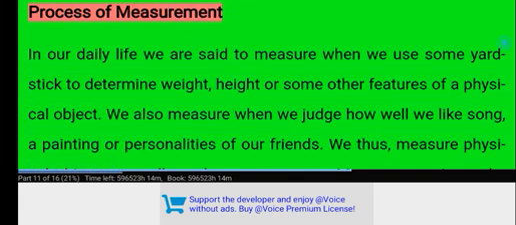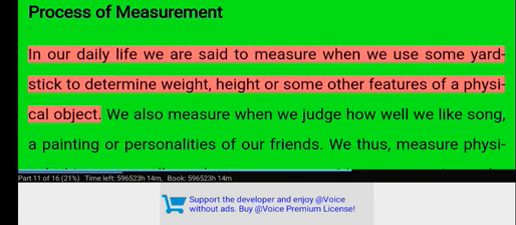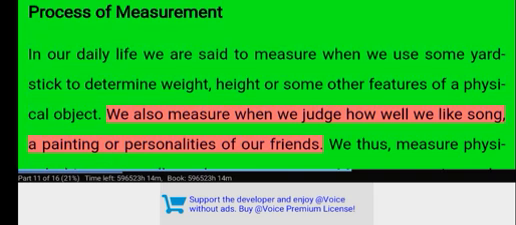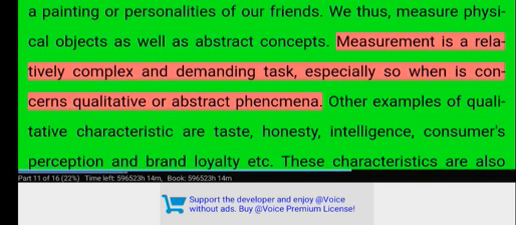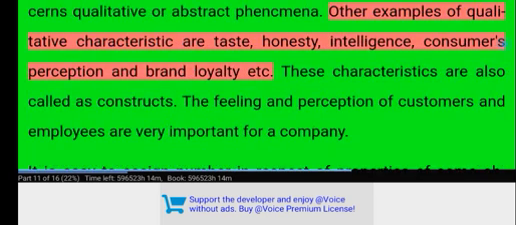Process of measurement. In our daily life we are said to measure when we use some yardstick to determine weight, height or some other features of a physical object. We also measure when we judge how well we like a song, a painting or personalities of our friends. We thus measure physical objects as well as abstract concepts. Measurement is a relatively complex and demanding task, especially so when it concerns qualitative or abstract phenomena. Other examples of qualitative characteristics are taste, honesty, intelligence, consumers' perception and brand loyalty, etc.